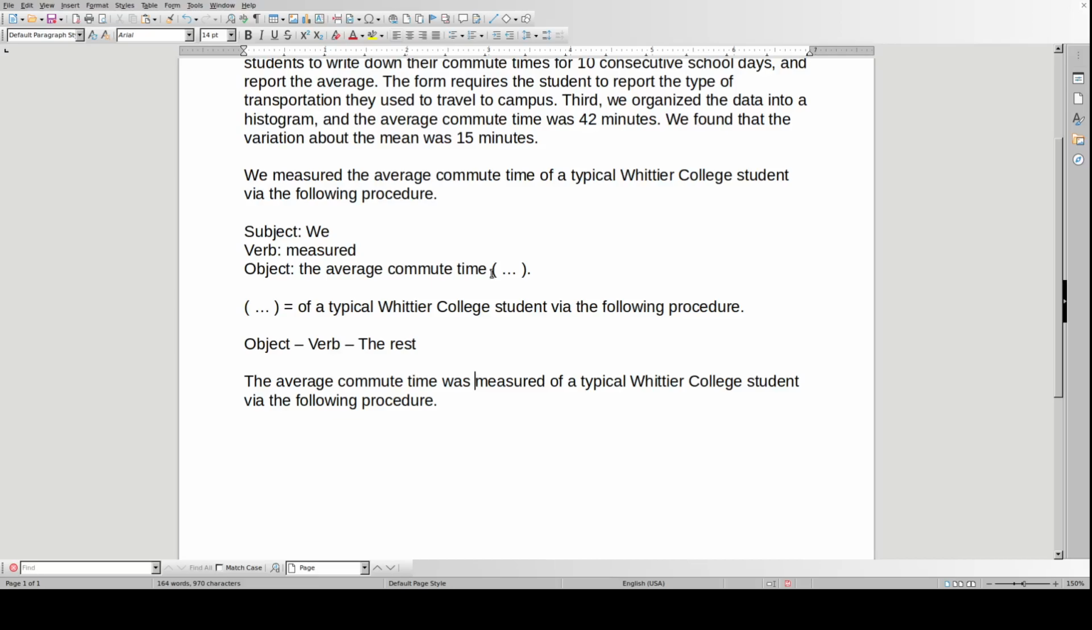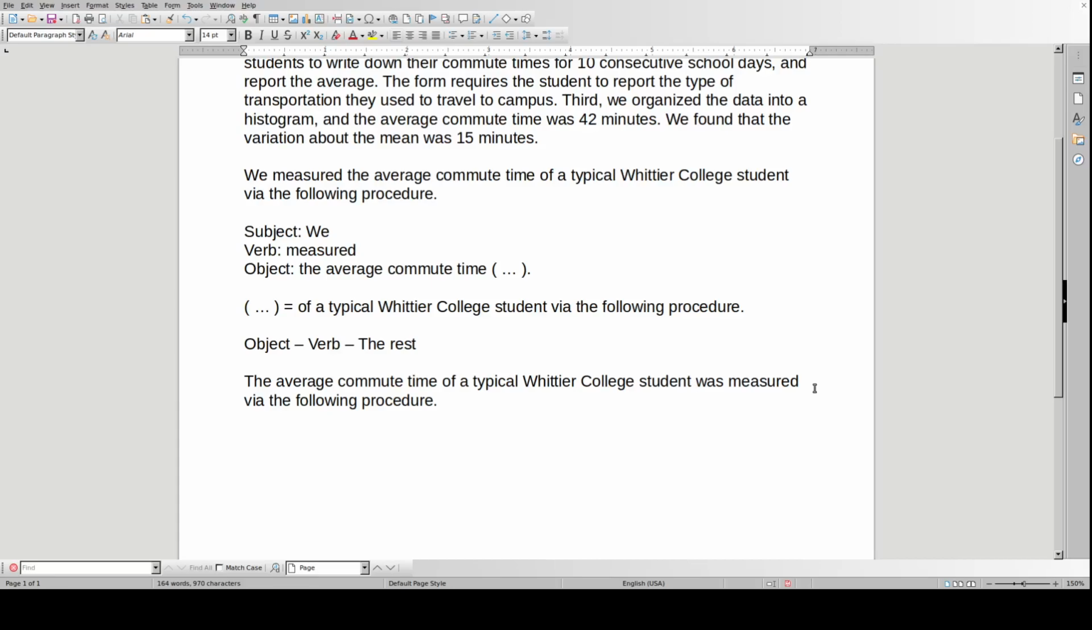So now that the sentence is in passive voice, technically we need to make sure it's clean. We need to clean it up a little bit. The average commute time of whom? Of what? So of a Whittier College student. Let's take that part of the parenthetical rest of the sentence and put it where it belongs. So I think it belongs after this new subject, which is really the former object. So the average commute time of a typical Whittier College student was measured, period. That would be a complete sentence.